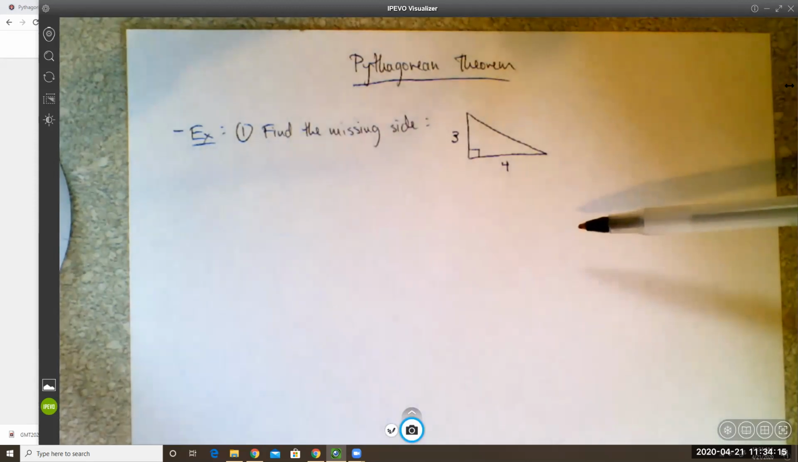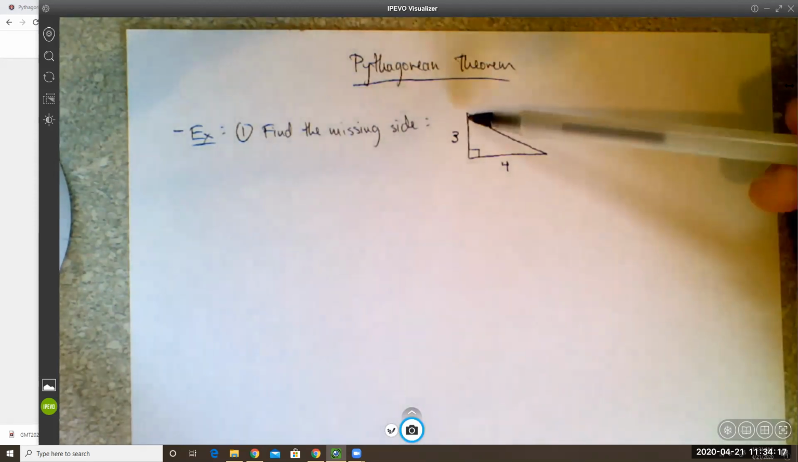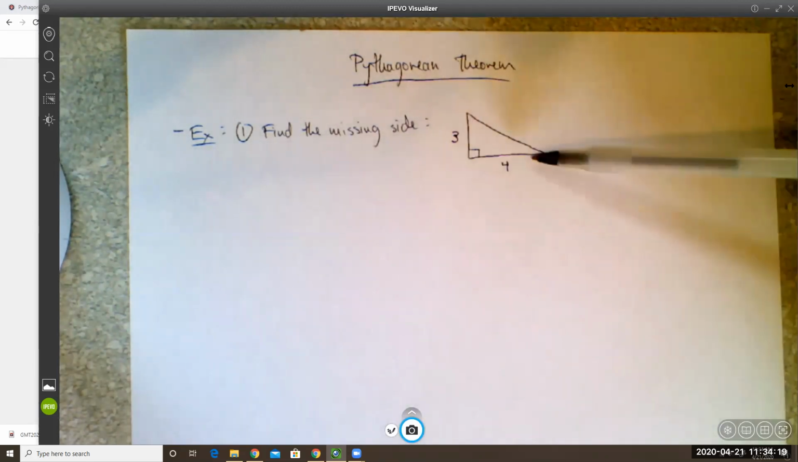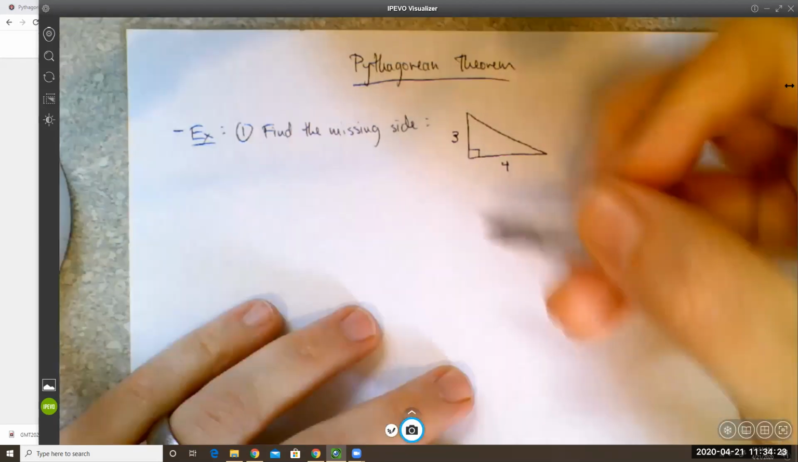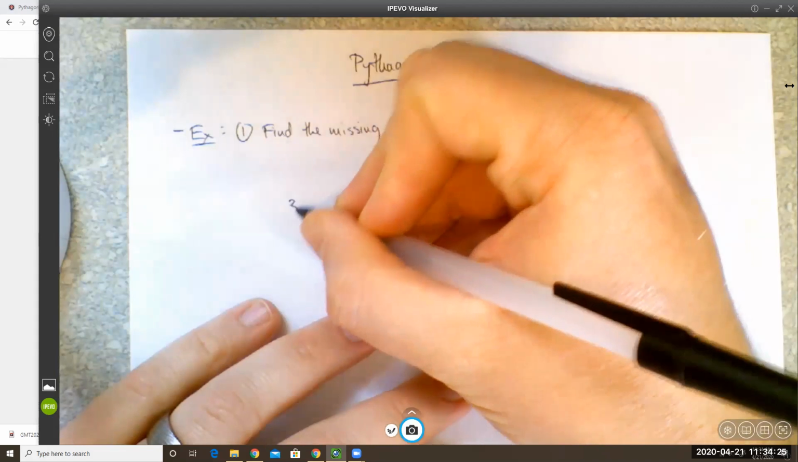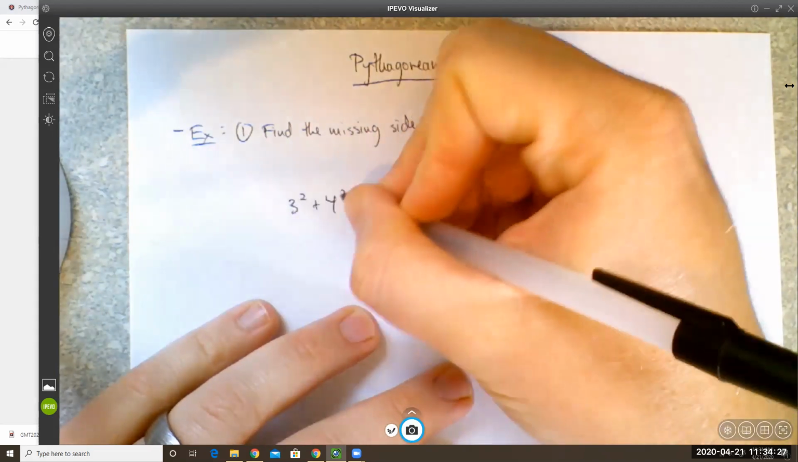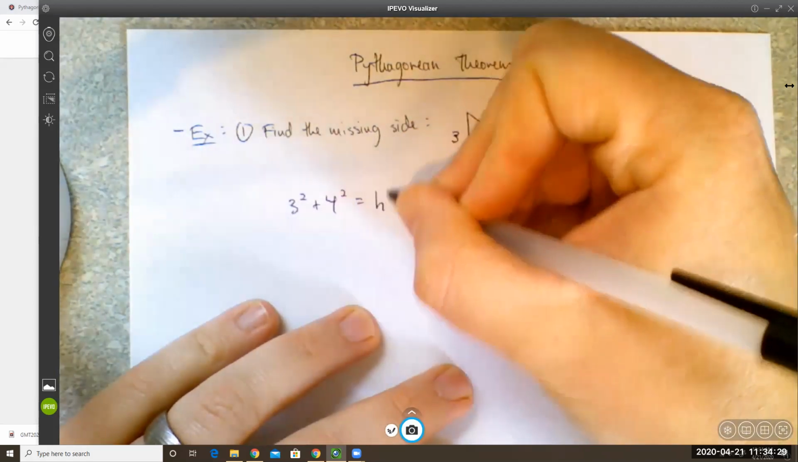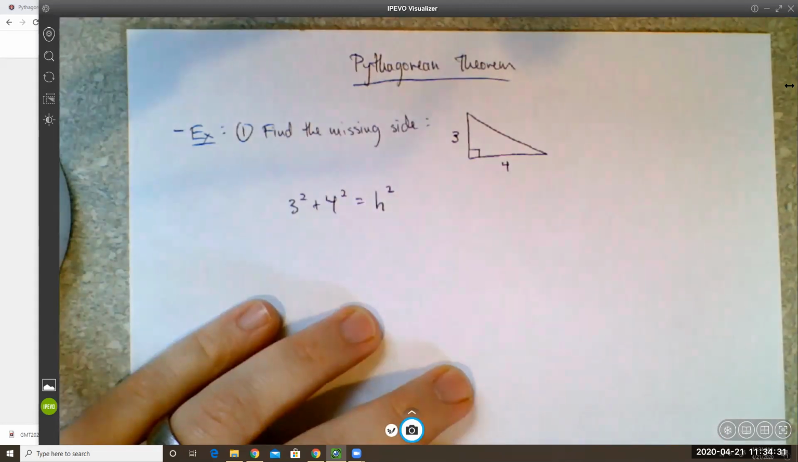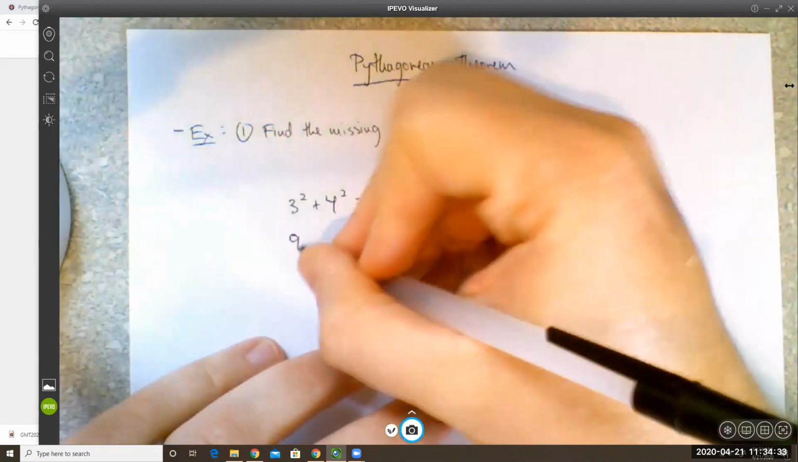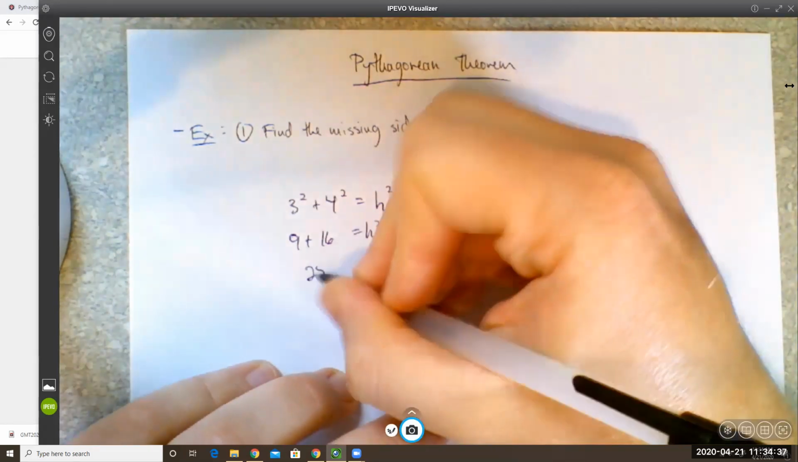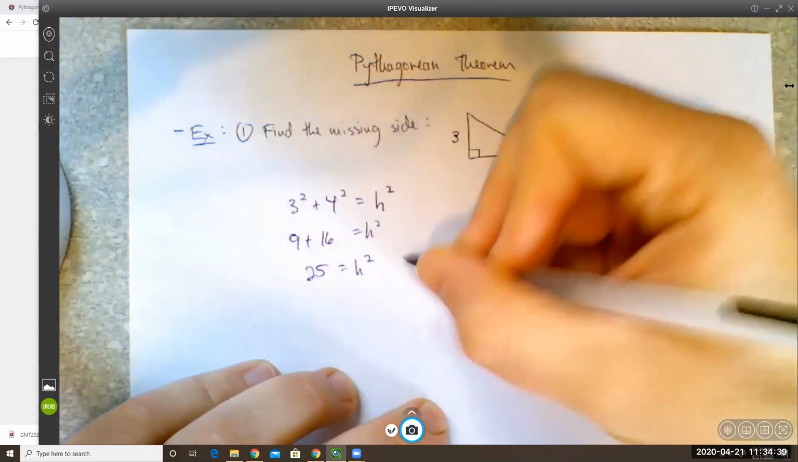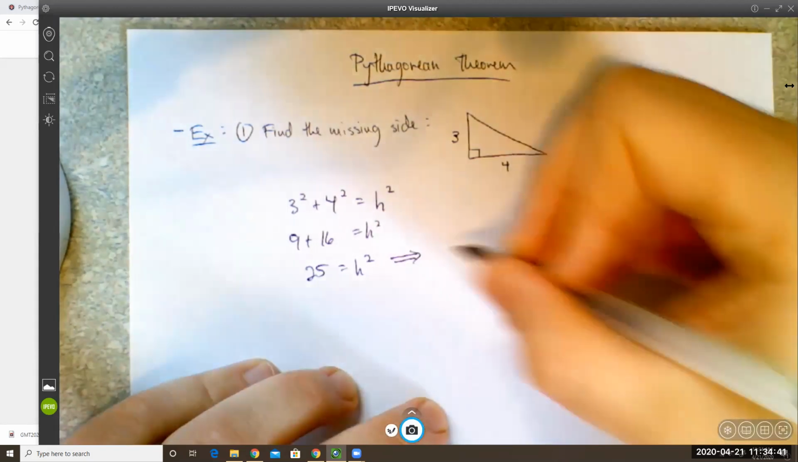So the Pythagorean theorem says that leg squared plus leg squared equals hypotenuse squared. So in this case, I can say that 3 squared plus 4 squared equals the hypotenuse squared. So 9 plus 16 equals h squared. That means 25 equals h squared. And then we take the square root.